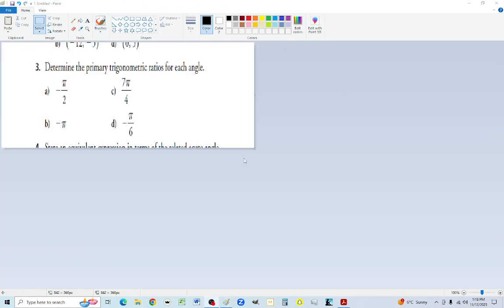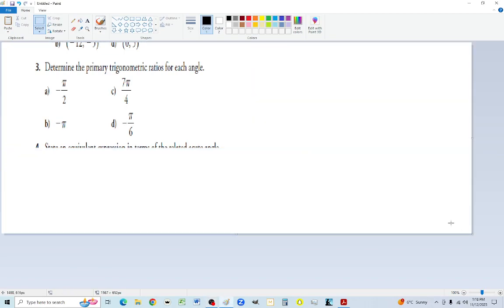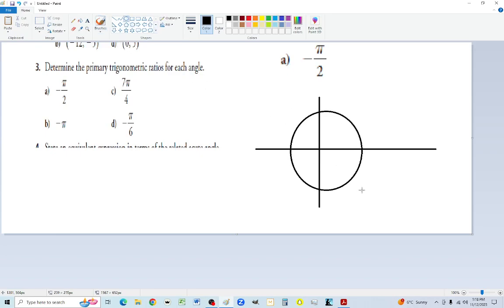Okay, determine the primary trigonometry ratios for each angle. And this implies that you are going to use your special triangles. So if we look at this, your first step should always be: which quadrant is this found in? Now, it helps if you start with your understanding of the unit circle, and it also helps if you start with the main coordinates.